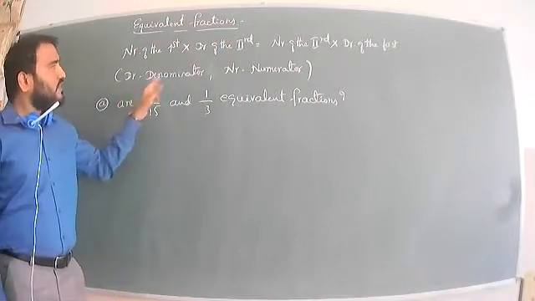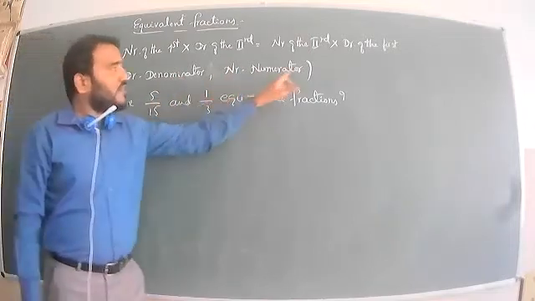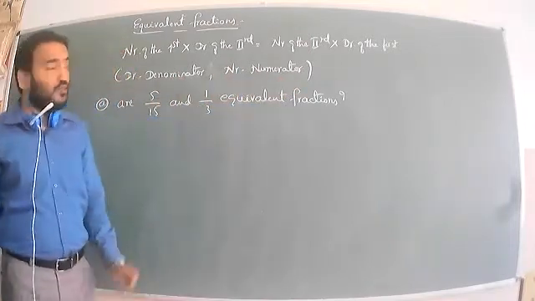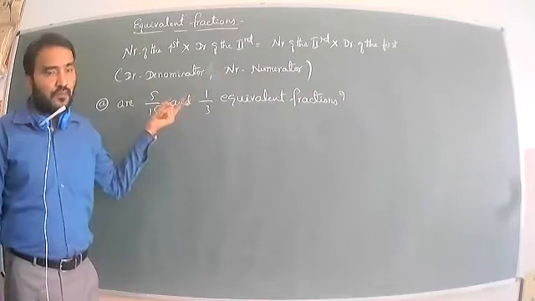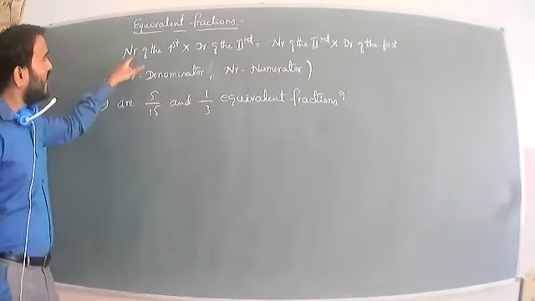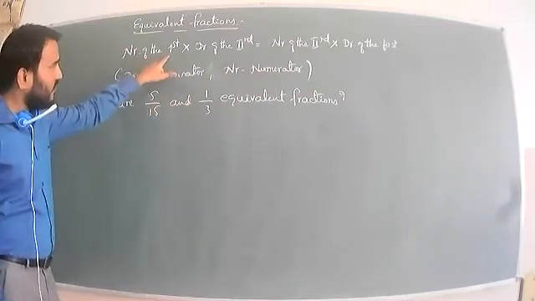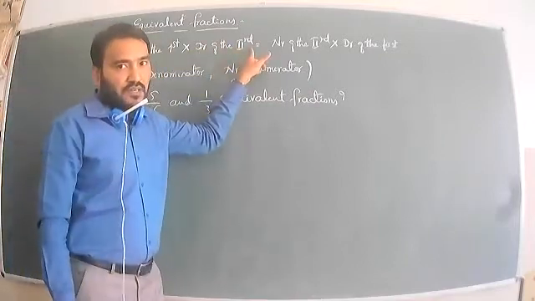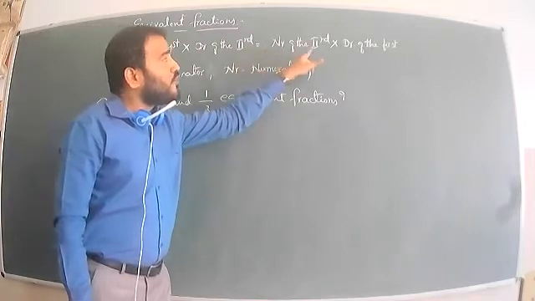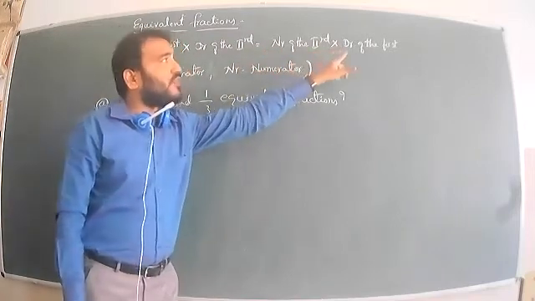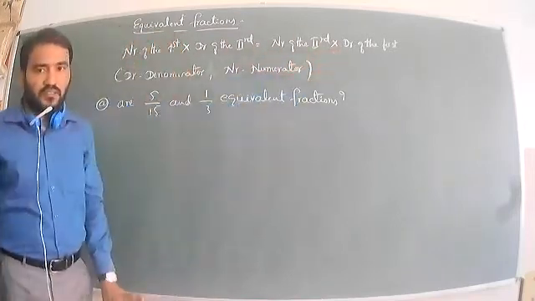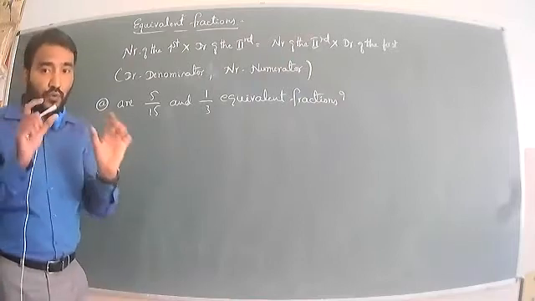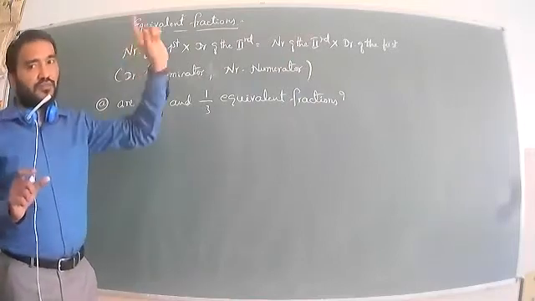So dr means denominator, nr means numerator. Understand it. Now I will use the short form. Numerator of the first into denominator of the second equals numerator of the second into denominator of the first. So, given two fractions, we can understand.